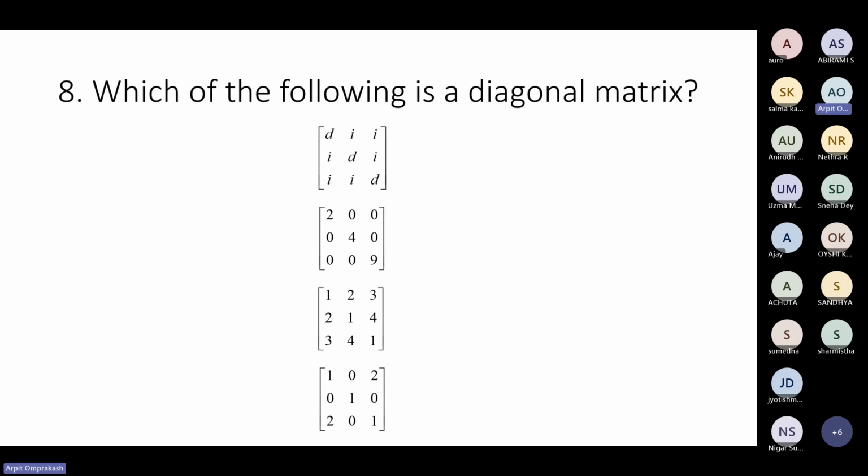Question 8 we have, which of the following is a diagonal matrix? So basically, we have 4 matrices here. We have to choose which of the following is a diagonal matrix. The first one here is not a diagonal matrix because all of the values are non-zero. Unless and until specified, we'll assume that these are non-zero. The second one is a diagonal matrix because only the diagonals have non-zero values, whereas everything else is zero. The third one again has all values, so it's not a diagonal matrix. And the fourth one also has these two values, which are non-diagonal values, but they are non-zero. Therefore, this is also not a diagonal matrix. The only correct option here is the second one.